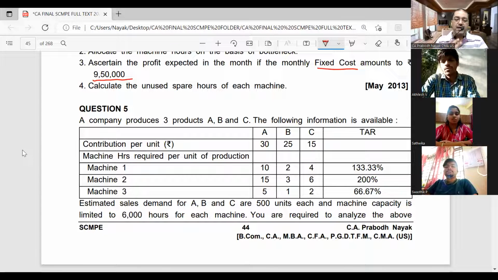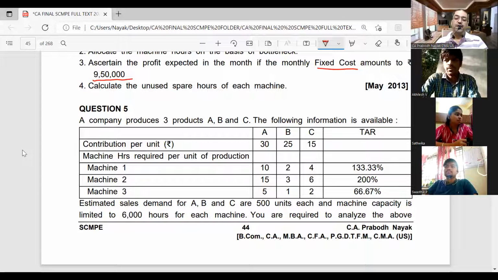Okay. Let us come to question 5. A company produces 3 products A, B, and C. Now, since you have done question 4, this will become much simpler, because it's a smaller version of question 4. Question 4 had 4 parts, and this is one of the parts you can see.